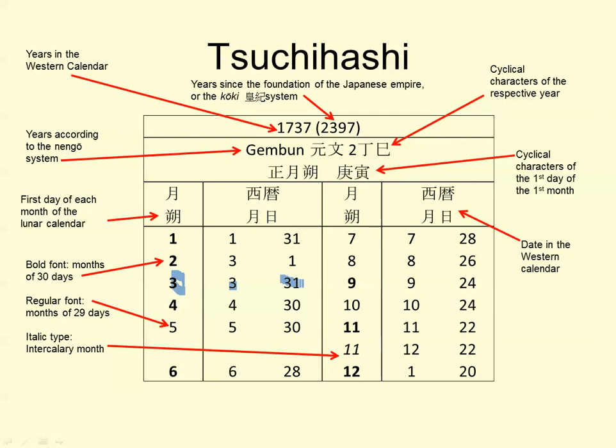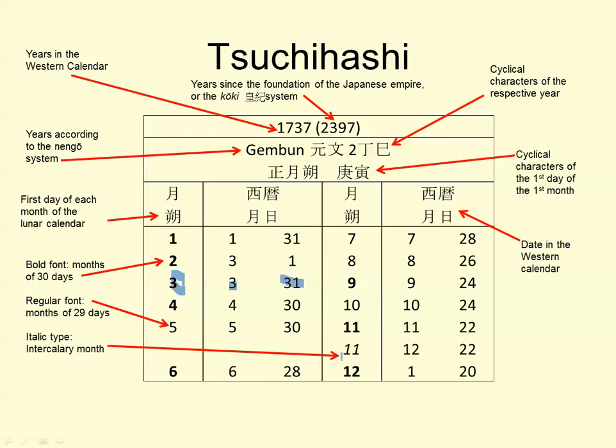Again, it would be tedious. You'd have to sit there with your calendar and count with your pencil point 1, 2, 3, right? But you could do it, okay? If the font is bold, that indicates that that month has 30 days. If the font is regular, then that month has 29 days, and that helps you do those calculations.